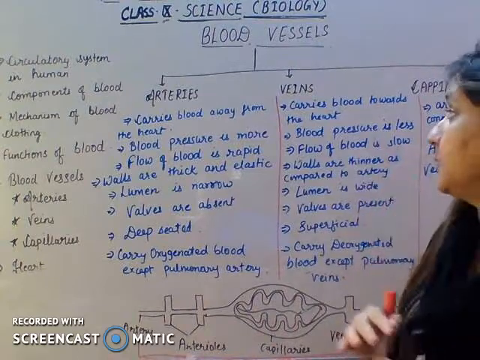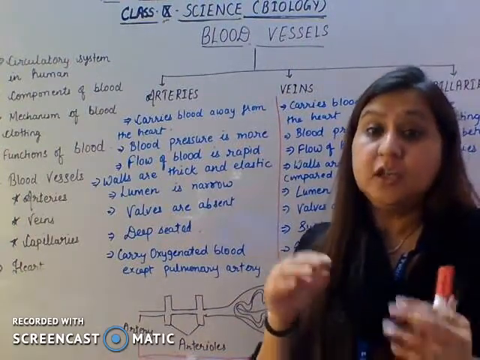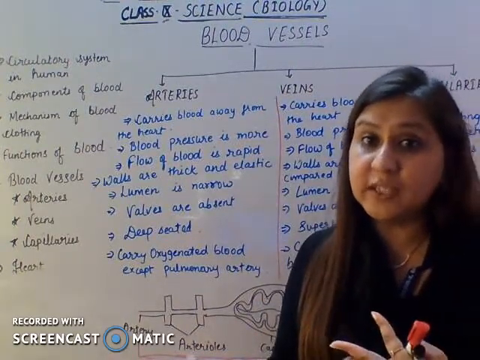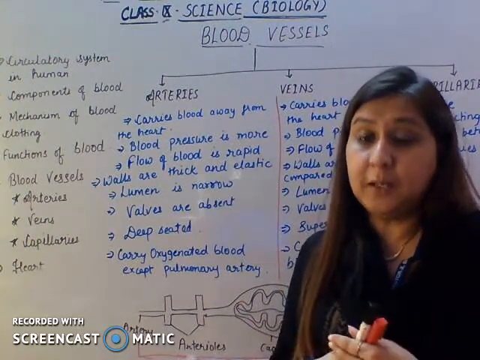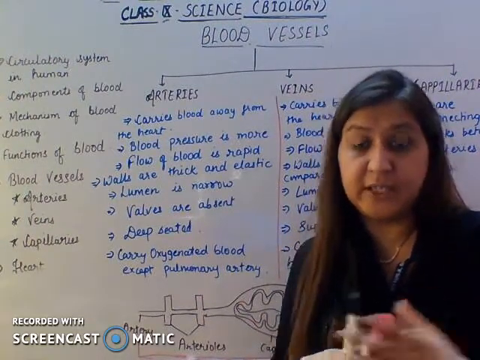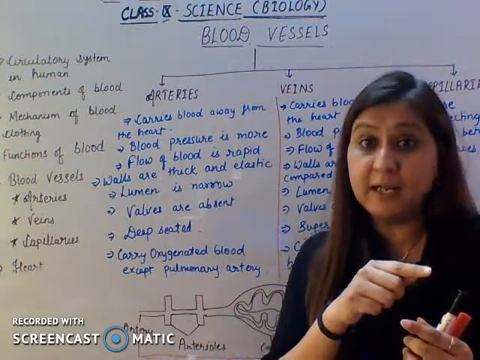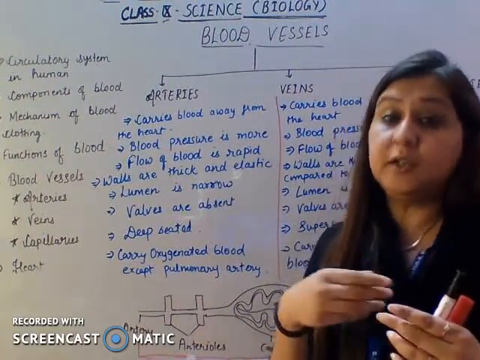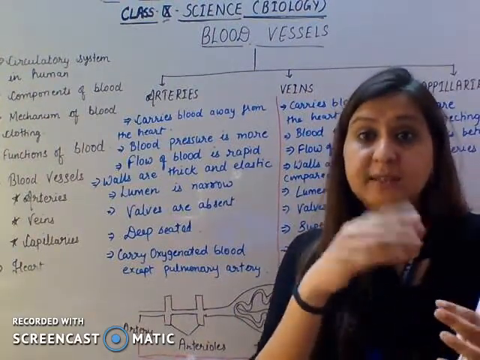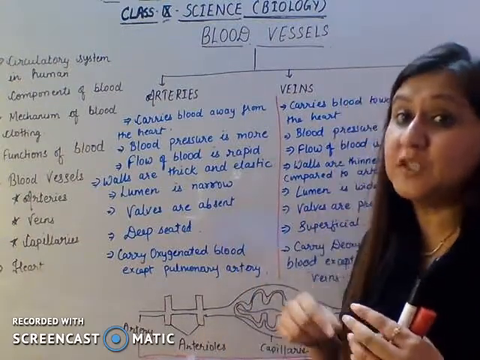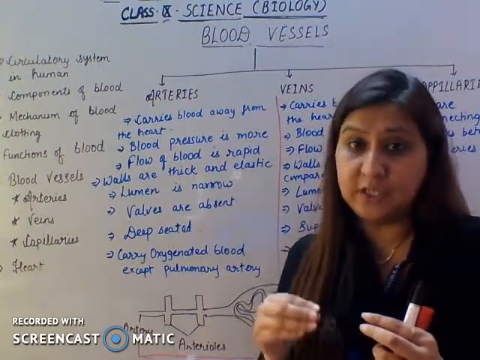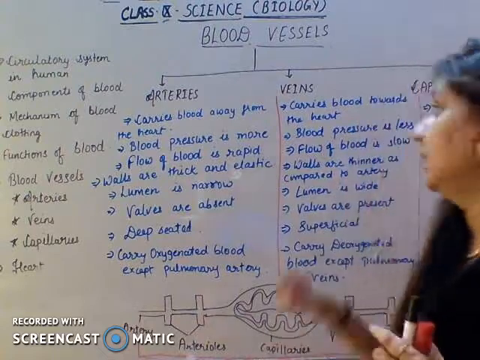Next, it carries blood towards the heart. So it contains the deoxygenated blood. I told you, due to many metabolic activities, the blood becomes deoxygenated. Now it has to come to the heart to get oxygenated from the lungs and be pumped out to the different parts of the body. For this purpose, these veins carry deoxygenated blood to the heart.